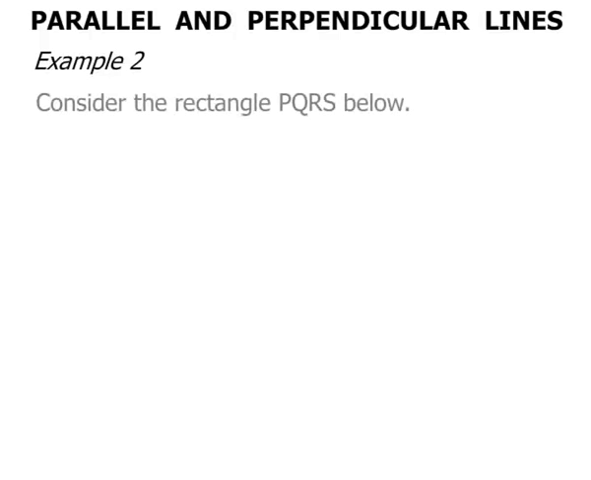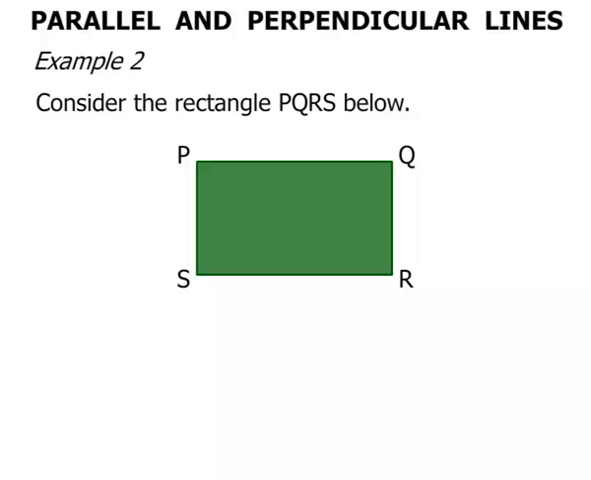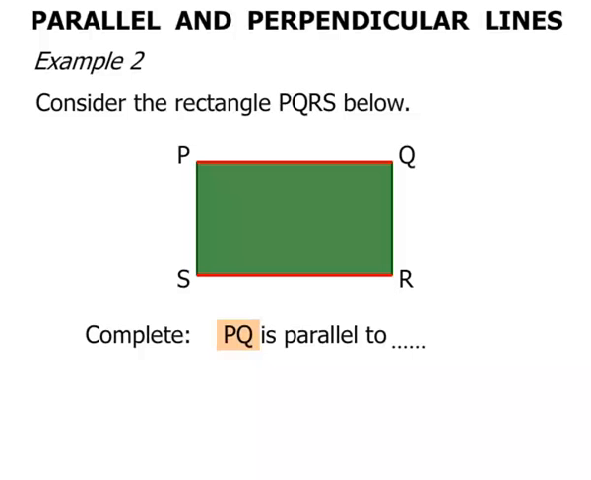Example 2. Consider the rectangle PQRS below. So we've got a rectangle there. Notice that each corner is labelled with a letter, P, Q, R and S. Now we're asked to complete this sentence. PQ is parallel to something. Well, let's think about what PQ is. There's the line PQ. Can you see which other line it might be parallel to? Did you think about that one? So PQ is parallel to SR.